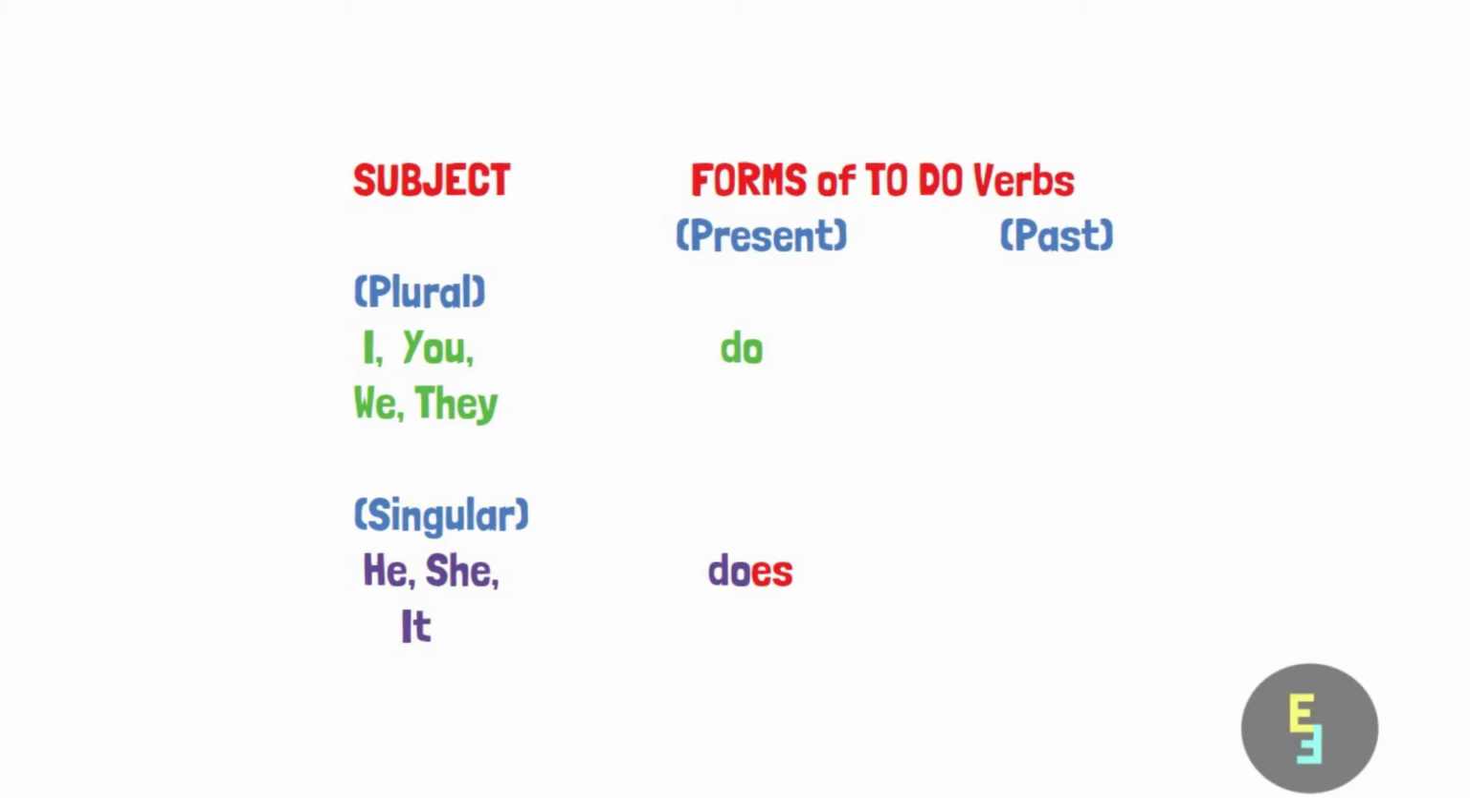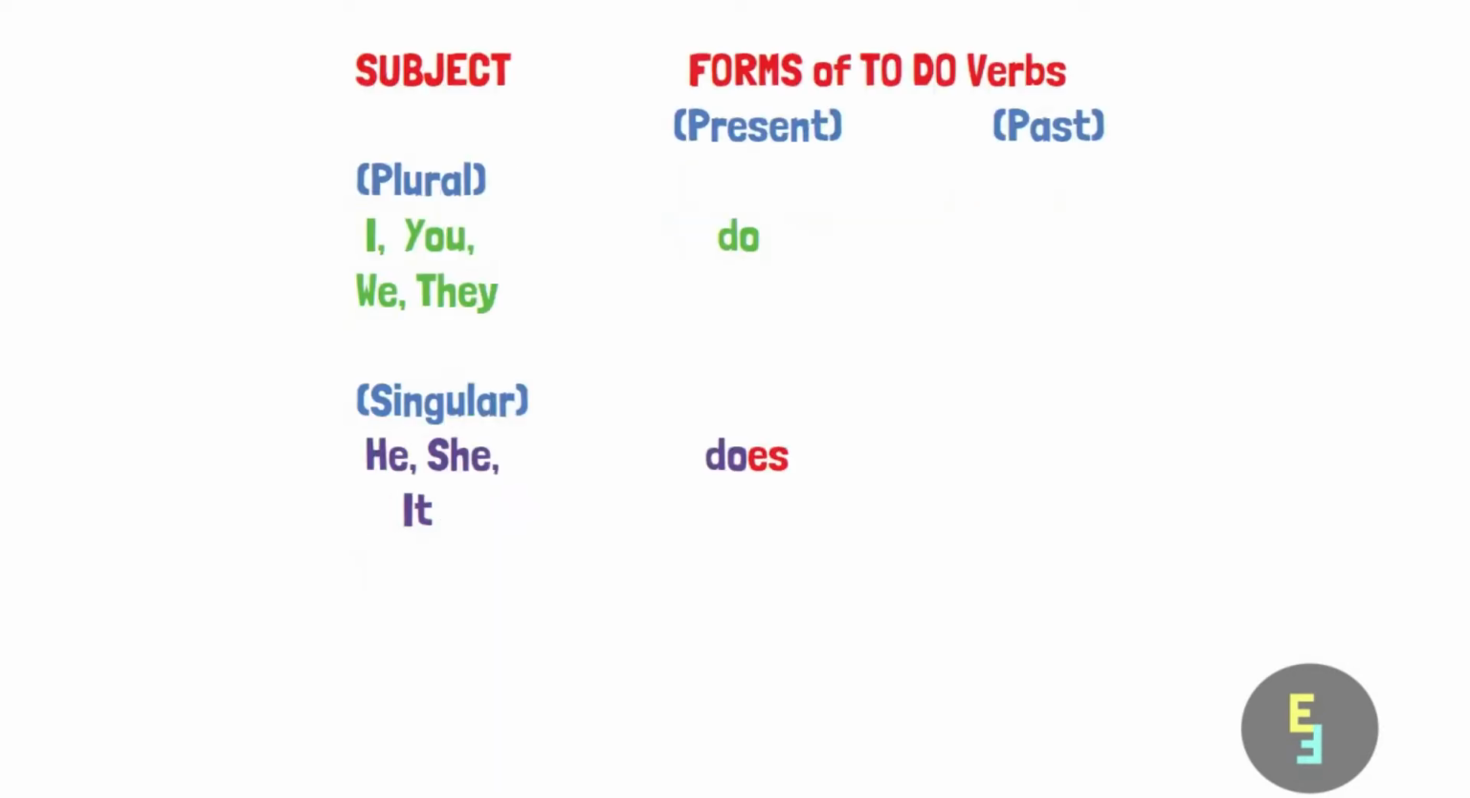If you will observe, we use the base form or the original form do when our sentence is in present tense, and if our subject is plural. As in, I do, you do, we do, and they do. But the form of do changes if the verb is in present tense with a singular subject. As in, he does, she does, and it does. What happens here is, we add es after the word do to form the singular present form of to-do verb.